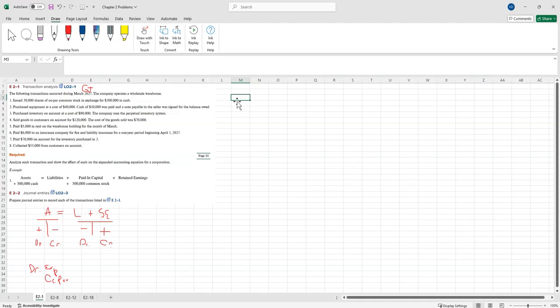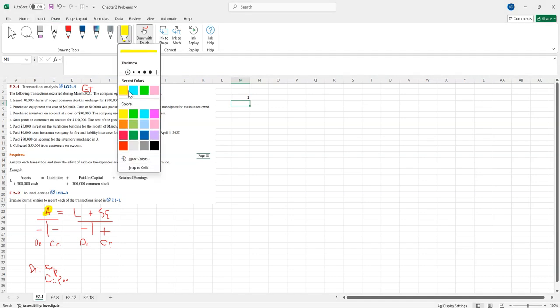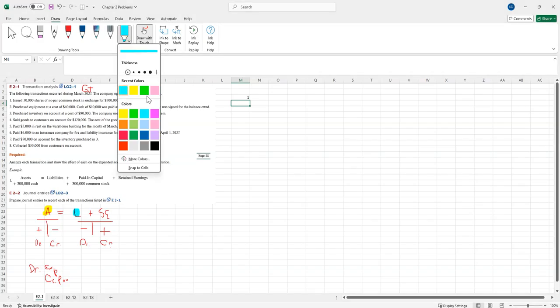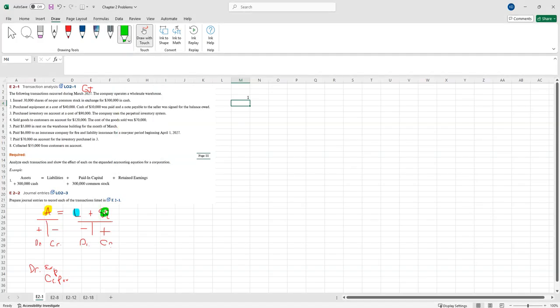Let's look at these one at a time. So we have one here. It says we issued 30,000 shares of non-par common stock in exchange for $300,000 cash. So let's just make our assets yellow, our liabilities blue, and our stockholders' equity green.